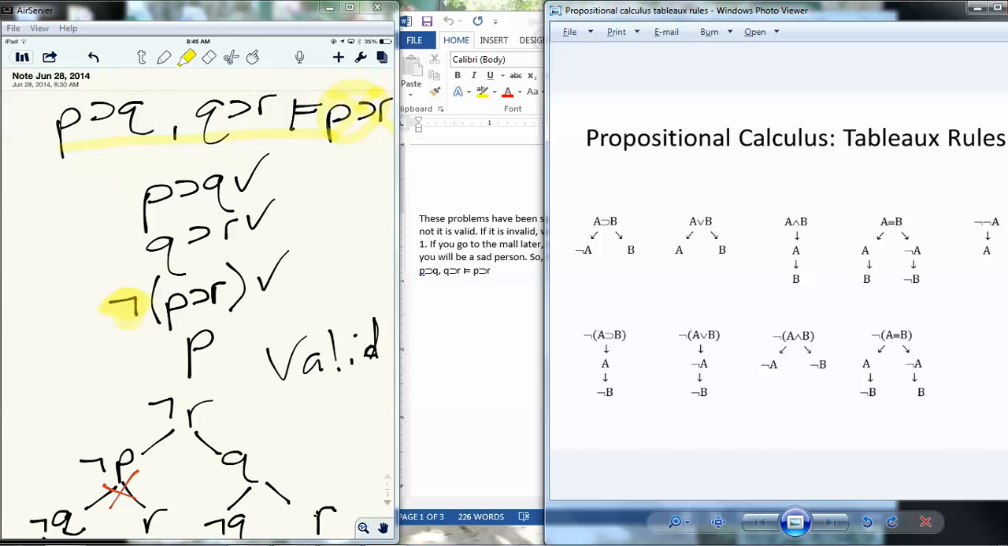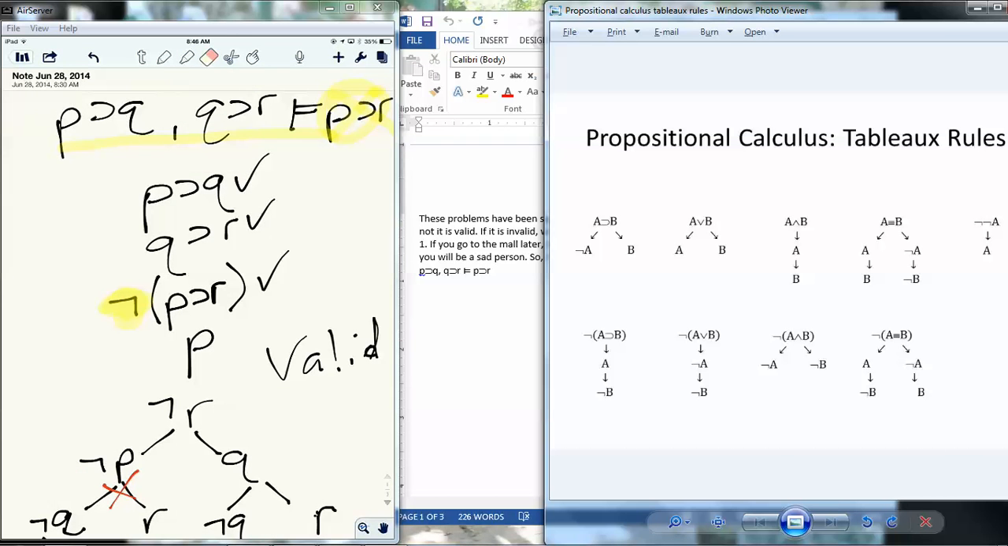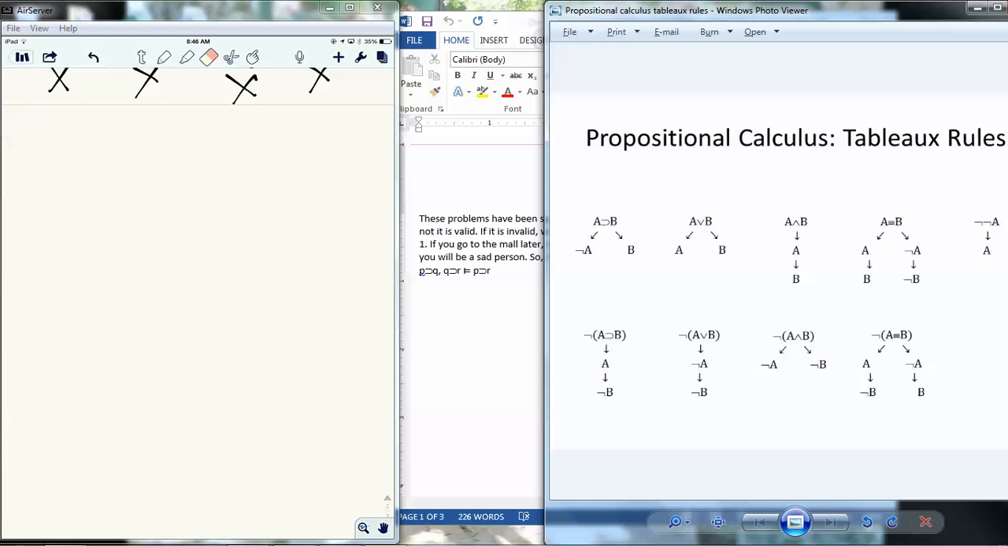I don't know if those symbols make any sense, what I just did, so maybe forget that. Let's erase that. Oops. That's not what I meant to do. Oh well. Let's move on to the next one before I get myself in more trouble.